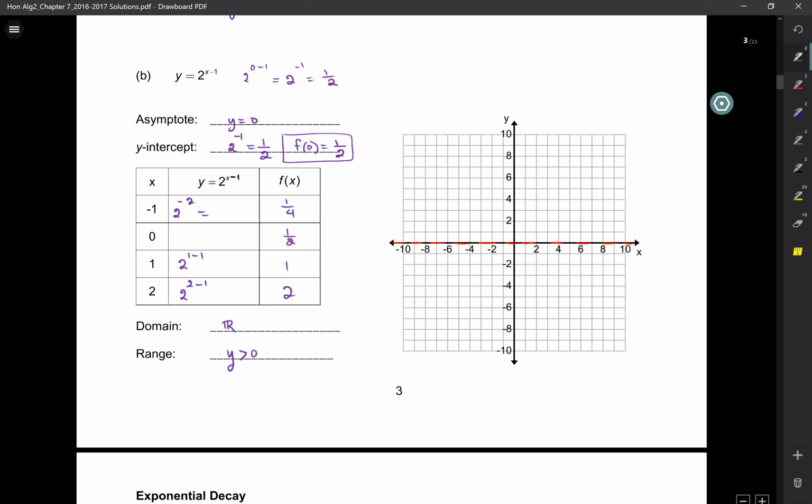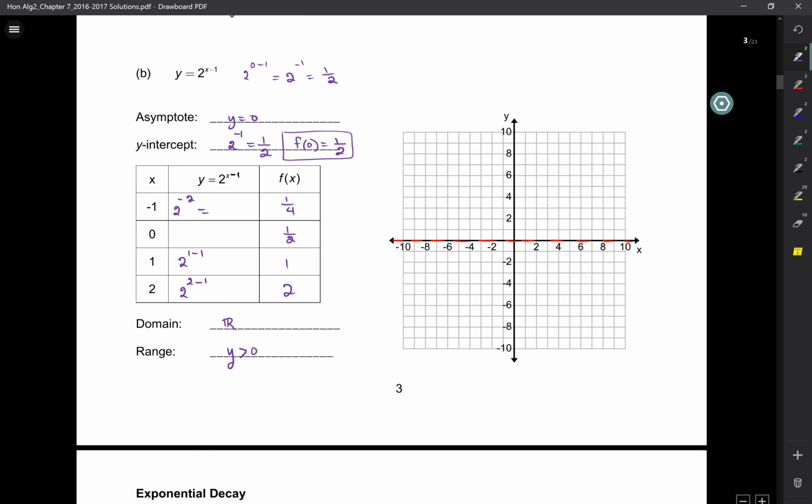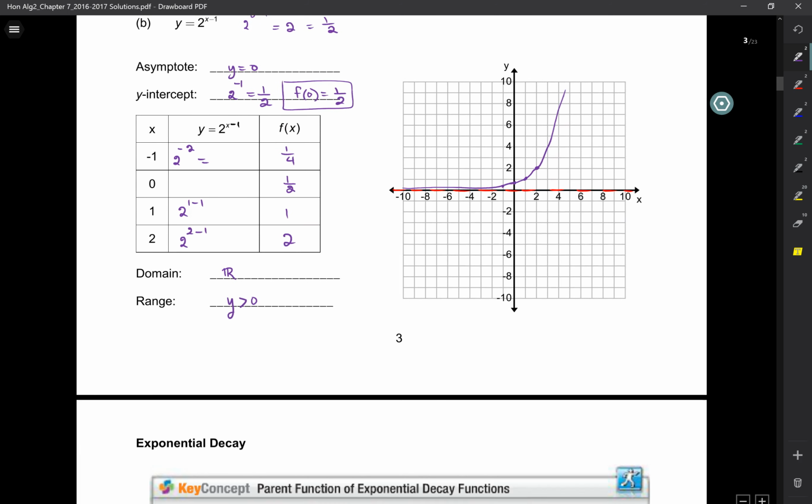And let's graph. Can we graph this? -1 to the 1/4, and then 1/2, and 1, and 2. There we go. It's not going to be NASA precise for these 1/4 and the 1/2, but we do the best we can. Okay. All right.